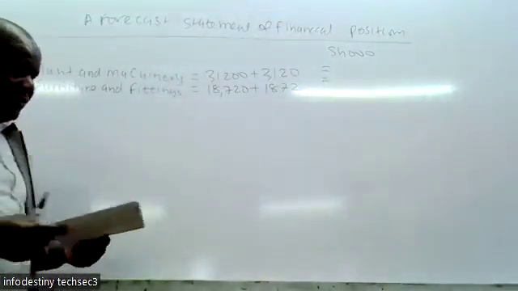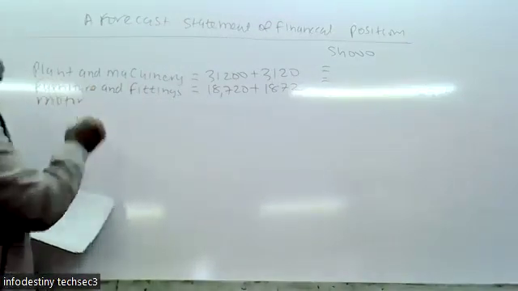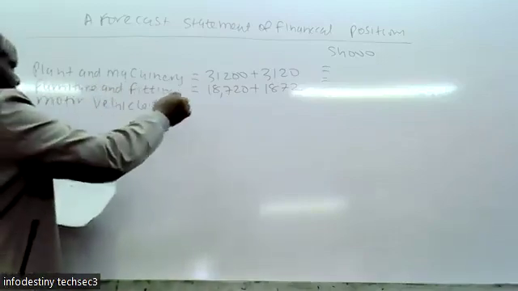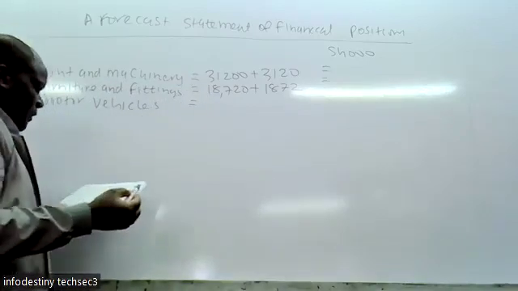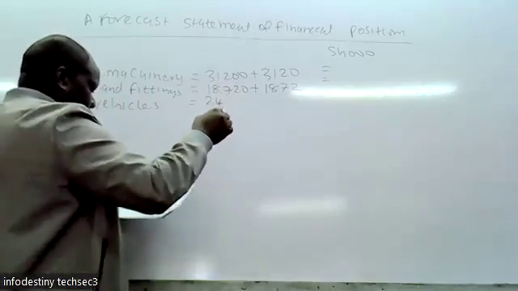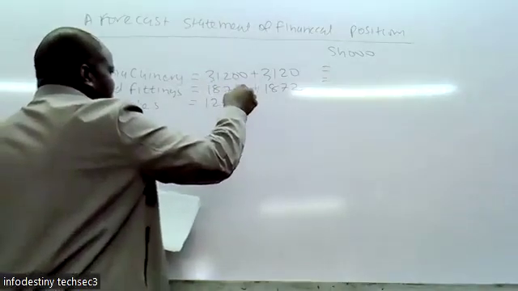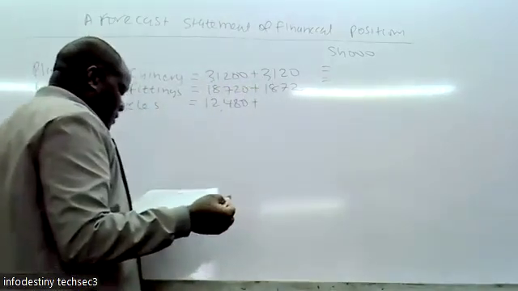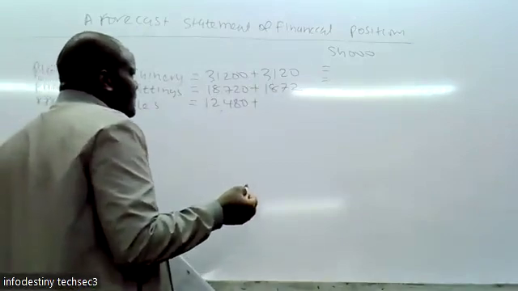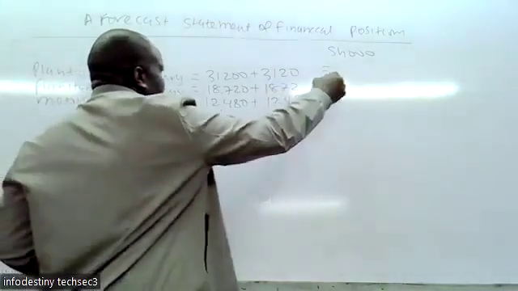The next one is motor vehicles. For the motor vehicles, it is 12,480. How much will you get as the increase in the motor vehicles? 12,480.